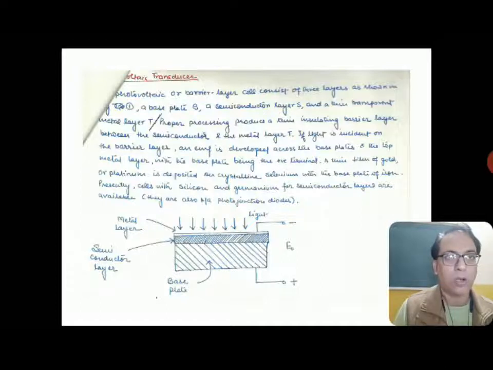This is how the construction of a photovoltaic transducer is done, and the working of the photovoltaic transducer has been explained. Now, a thin film of normally gold or platinum is deposited on crystalline selenium with a base plate of iron. This is the normal configuration, and presently cells with silicon and germanium for the semiconductor layer are available. They are also known as photojunction diodes.